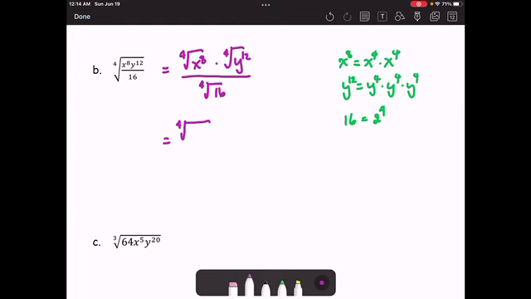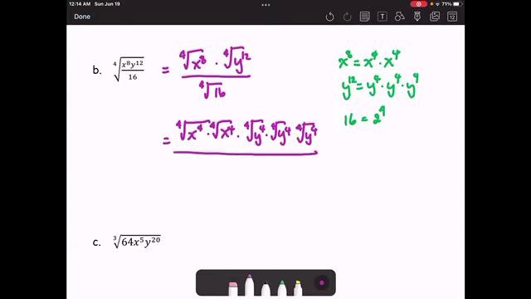The fourth root of x to the 4th times the fourth root of x to the 4th times the fourth root of y to the 4th, the fourth root of y to the 4th, and the fourth root of y to the 4th, all divided by the fourth root of 2 to the 4th. And then for each one of them, we use the property that the nth root of a to the n equals the absolute value of a, where n is an even natural number.